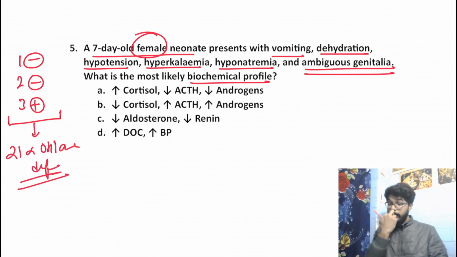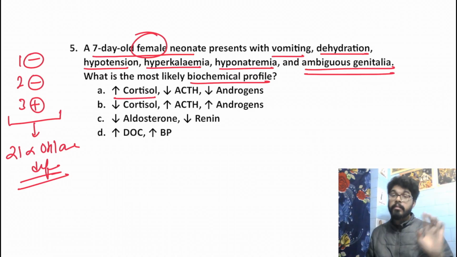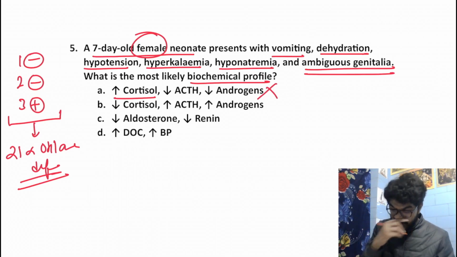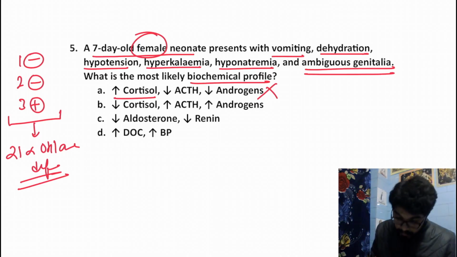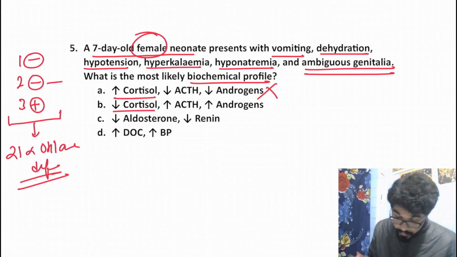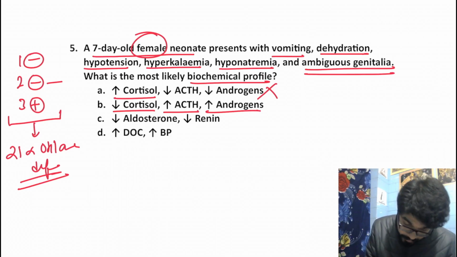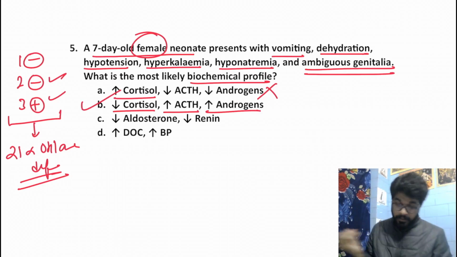So what is the biochemical profile? Let's have a look at the options. Increased cortisol, no. Cortisol is always reduced in all kinds of CAH. So this is a false statement. Even ACTH will be increased in all varieties of congenital adrenal hyperplasia. So decreased cortisol, yes, because 2 is deficient. Increased ACTH, in all cases we get increased ACTH because of lack of the feedback inhibition. And increased androgens, yes, because of this excess 3. So option B should be our answer.